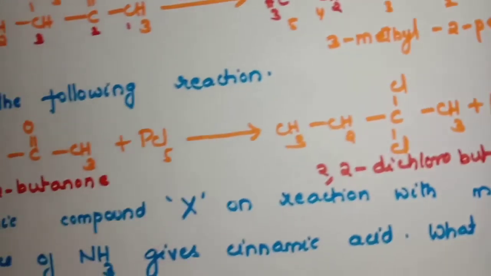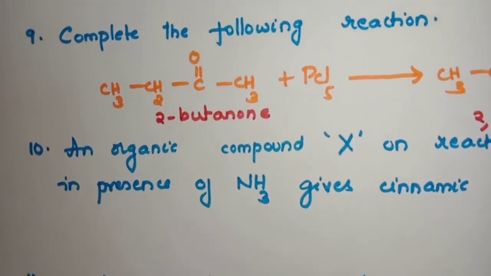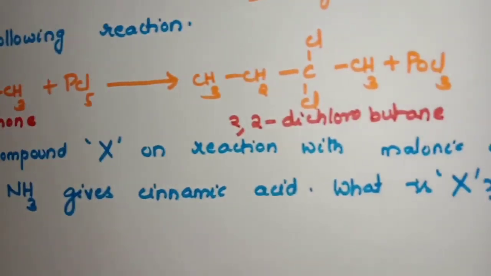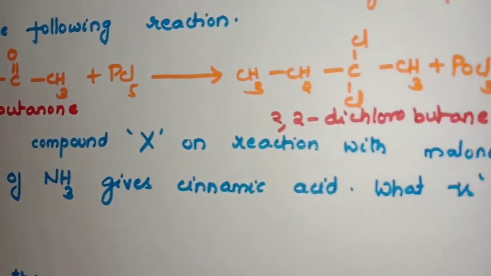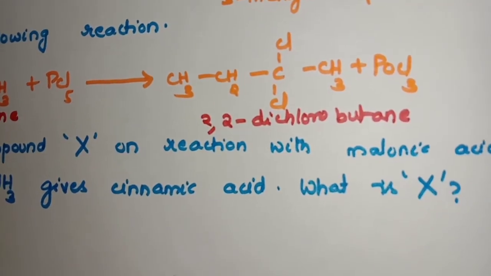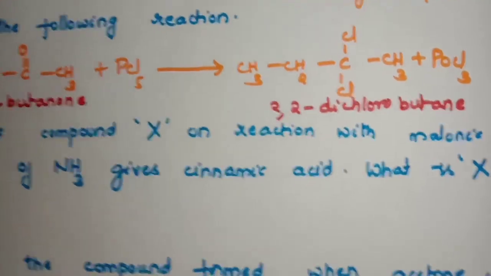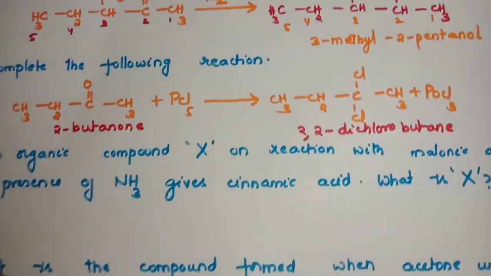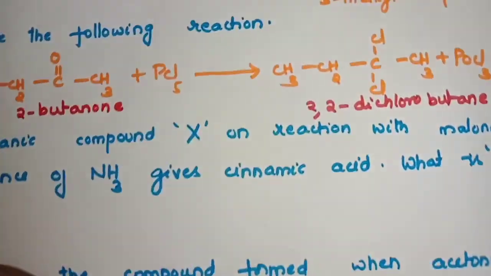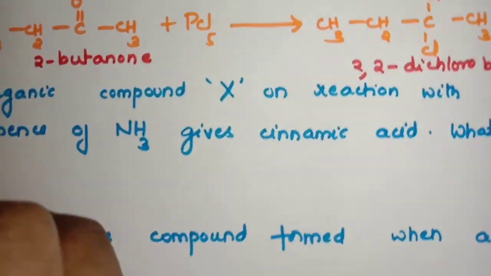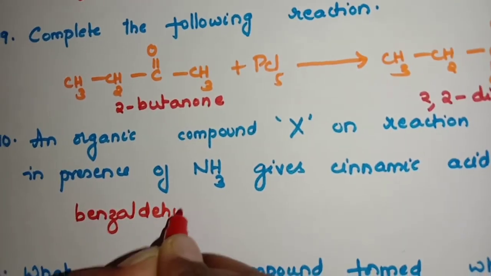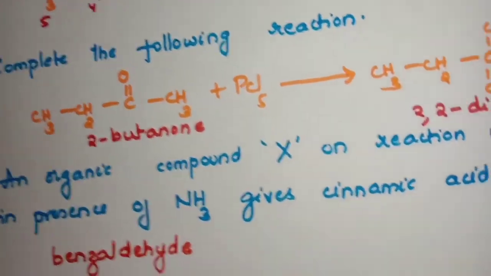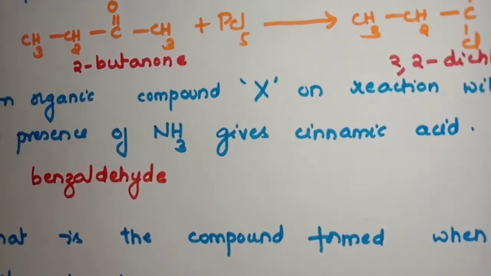Okay. Next, an organic compound X on reaction with malonic acid in the presence of a base, that is ammonia, gives cinnamic acid. What is X? This is also one of the named reactions, the Knoevenagel reaction. The organic compound is benzaldehyde. So go through that reaction once, students. Knoevenagel reaction. The answer is benzaldehyde.